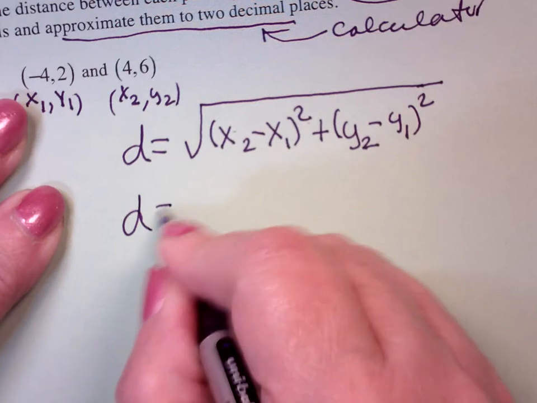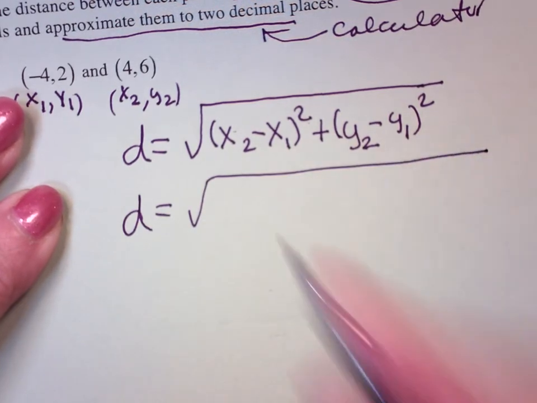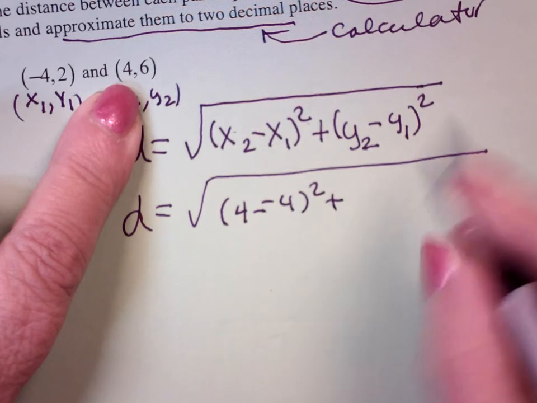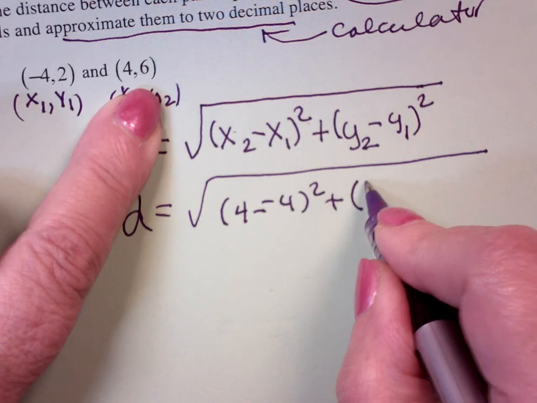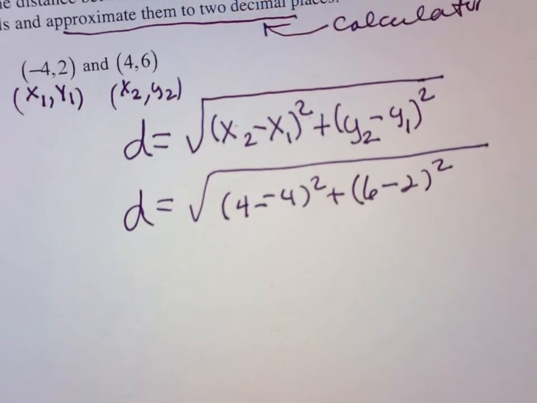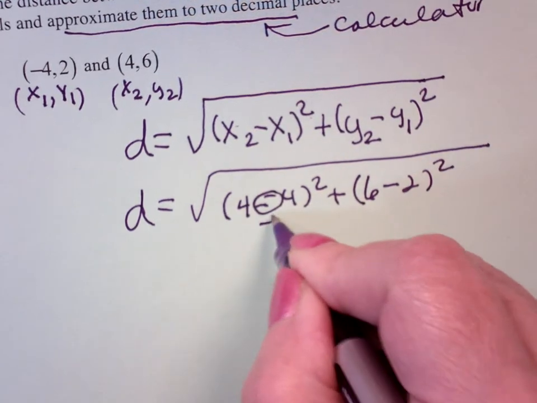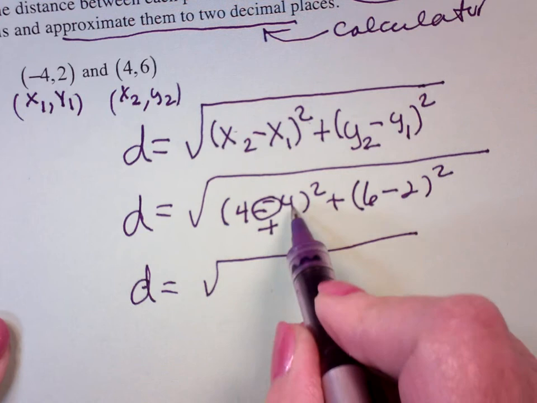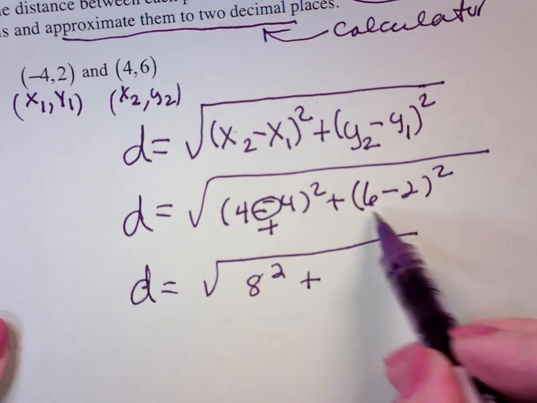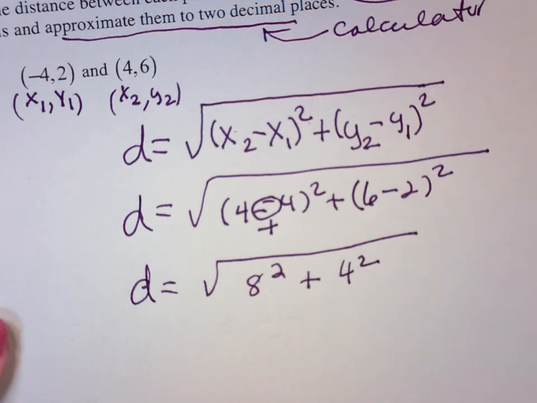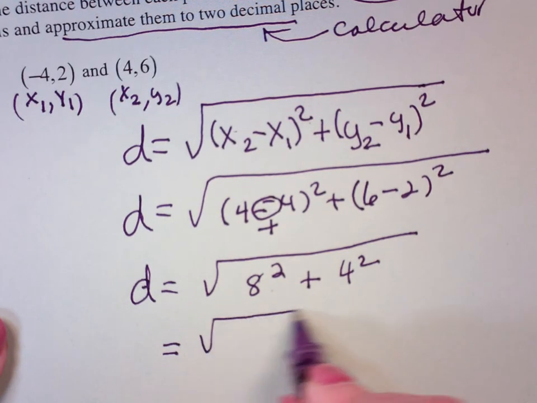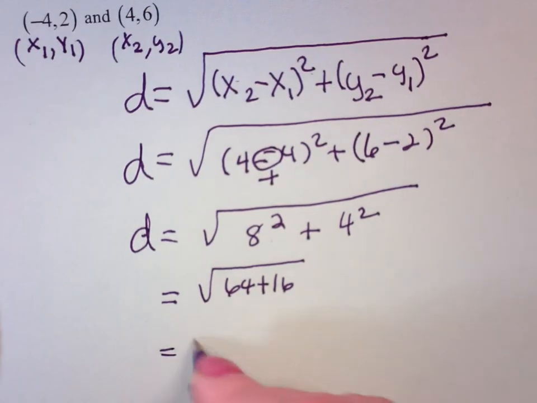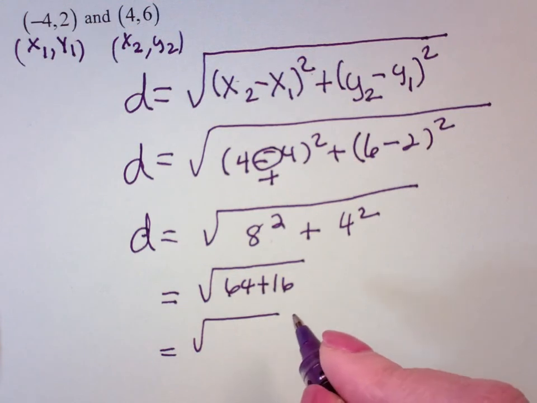Now, this says, what's the distance? It's x2 minus x1 squared, so it's 4 minus a minus 4 squared plus y2 minus y1 squared, 6 minus 2 squared. Minus and a minus is a plus. So the distance is 4 plus 4, that's 8 squared, plus 6 minus 2 is 4 squared, which is the square root of 64 plus 16, which is the square root of 80.